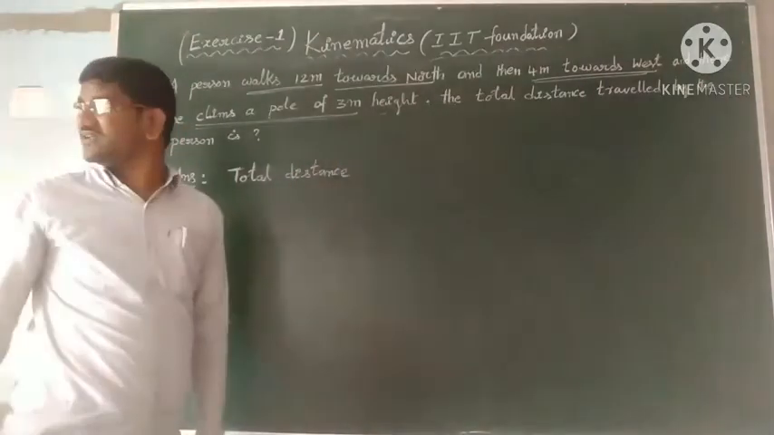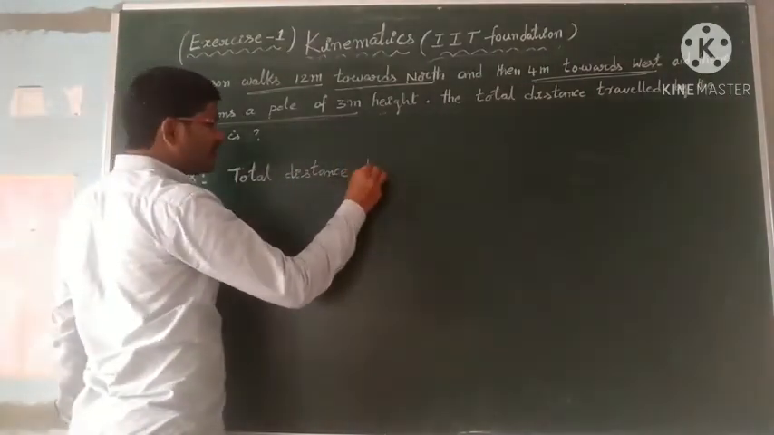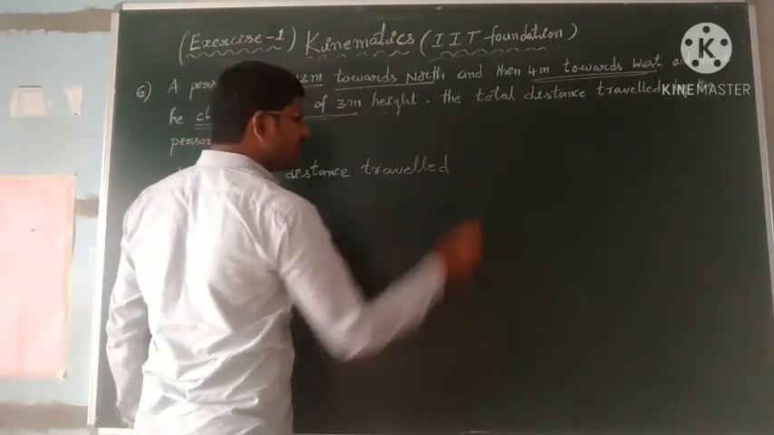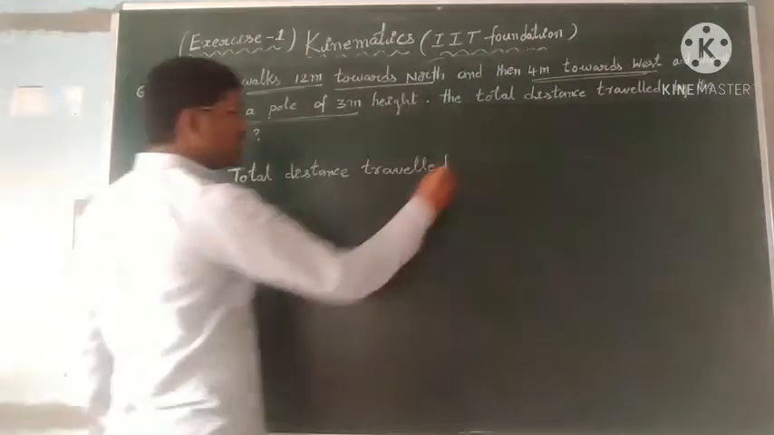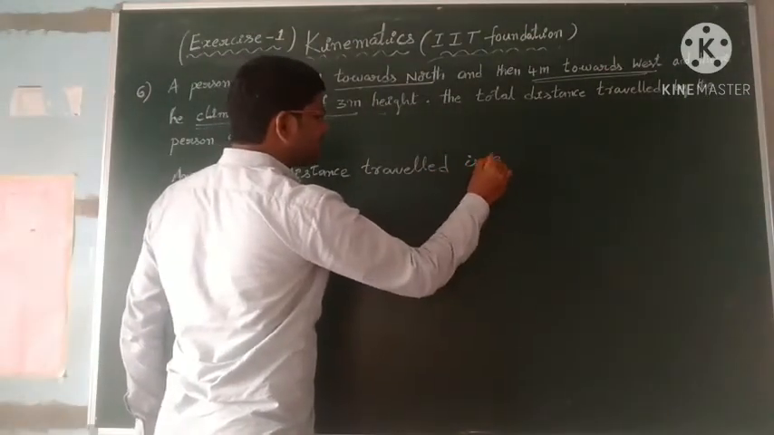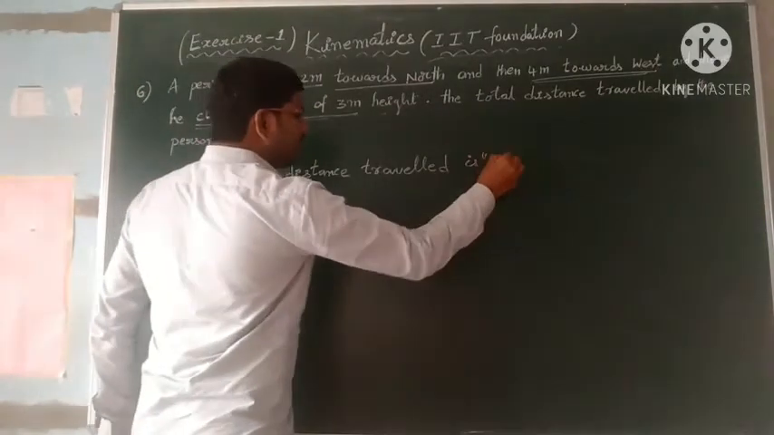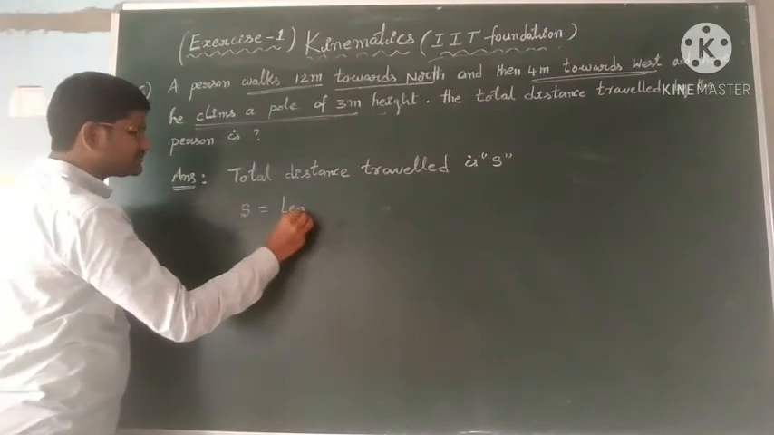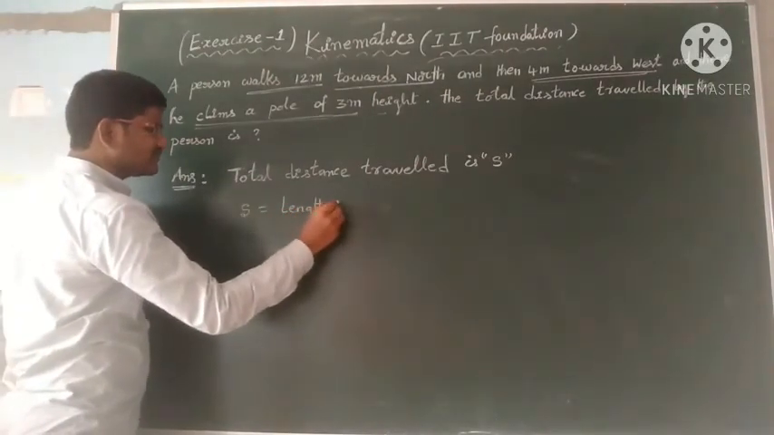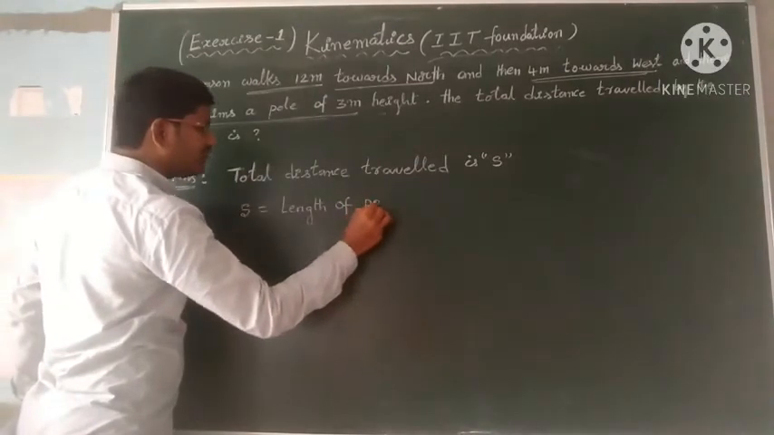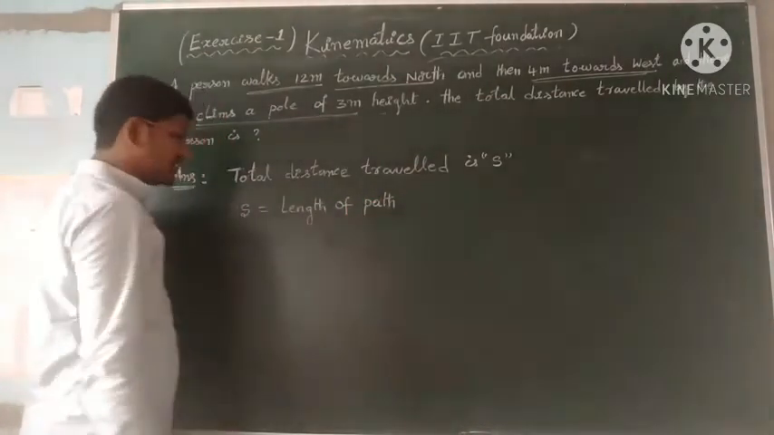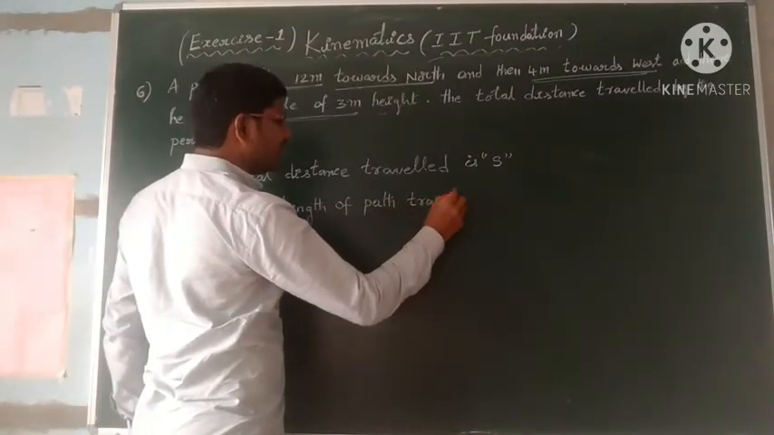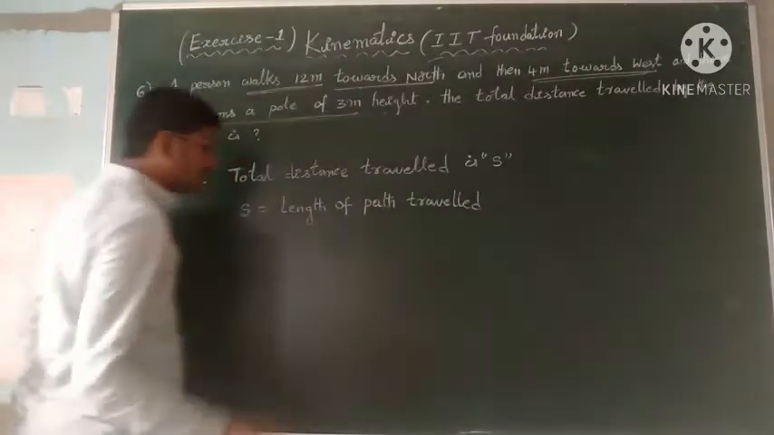Total distance traveled, we want total distance traveled. Total distance traveled is denoted by the letter S. Then what is that S equal to? S is equal to the length of the path traveled or covered.